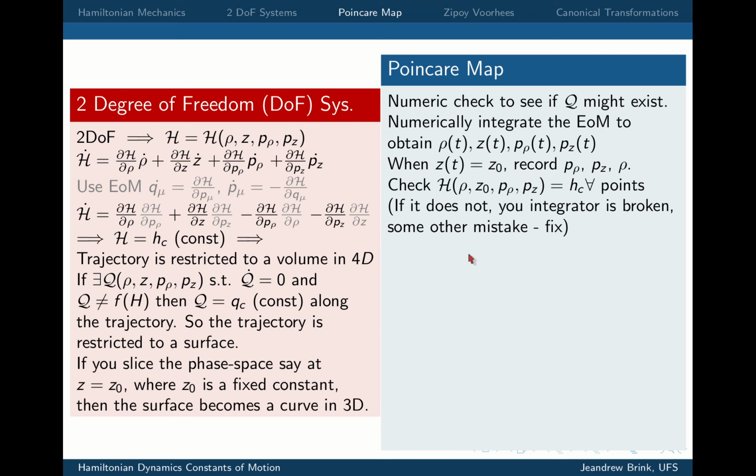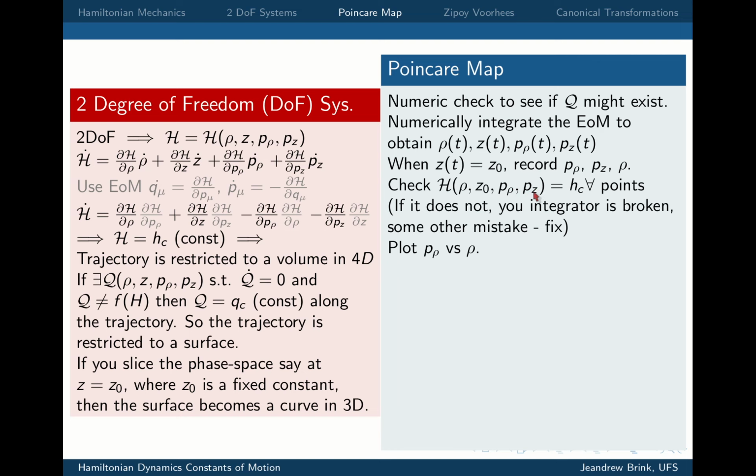Otherwise, you are talking nonsense right from there on. Okay. So you first check that the Hamiltonian holds. Then, remember the Hamiltonian can basically give us pz. The Hamiltonian is a function of p rho, usually p rho squared, pz squared, and a whole bunch of other stuff. So if you know what z0 is, then you can find pz using the Hamiltonian.